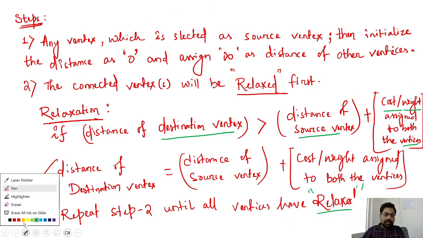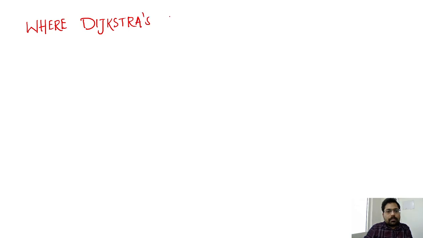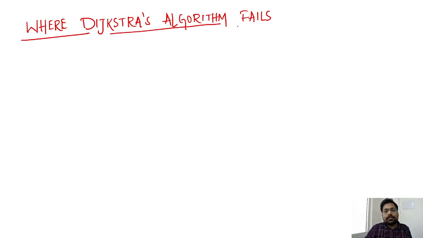And one more thing I have to tell you before the application, I should tell where it fails. Where Dijkstra's algorithm fails, you can say a better example from A to B.